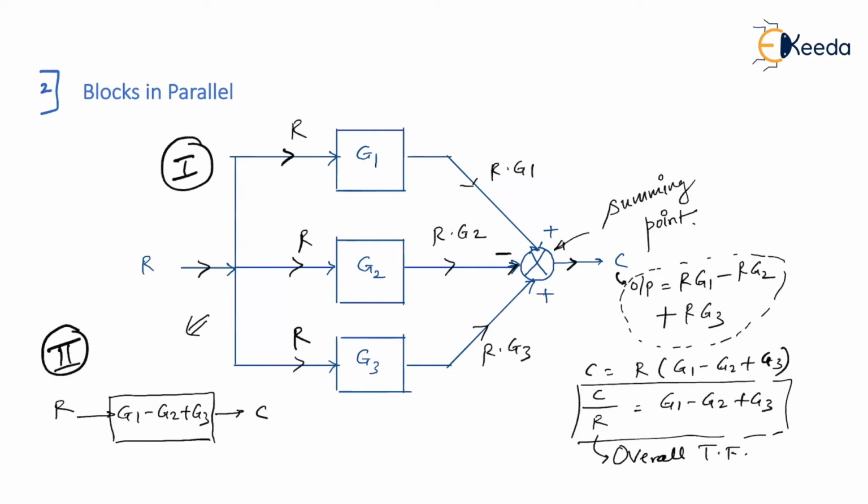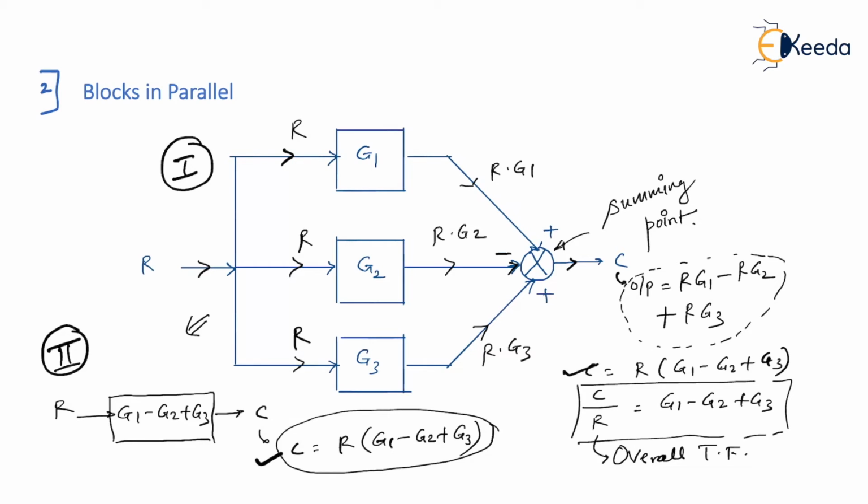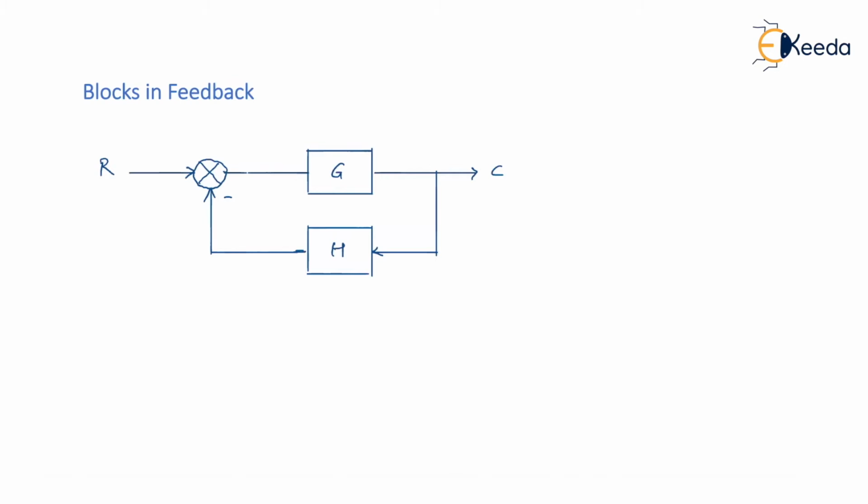You can just check. Here you can write output C equal to input R multiplied by the transfer function, which is G1 minus G2 plus G3. As you can see, in both cases you're getting the same output. Am I right? This is the whole idea of reducing the block diagram. Your blocks may get reduced to a single block, but still preserve the original output. Your original output shouldn't change. Let us see the next rule, that is blocks in feedback.